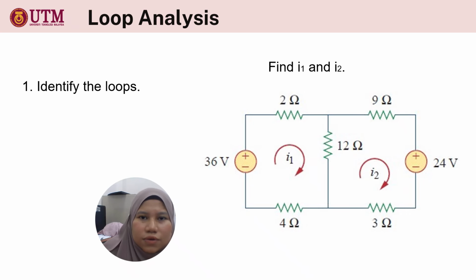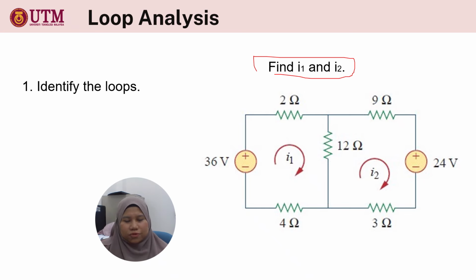So first, this is the given circuit. The question is to find I1 and I2. Usually they give you the loops already. They already show you the loops to make your life easier. But if the person who makes the question doesn't like you, maybe they didn't put the loop, and they just ask: find the currents using loop analysis.